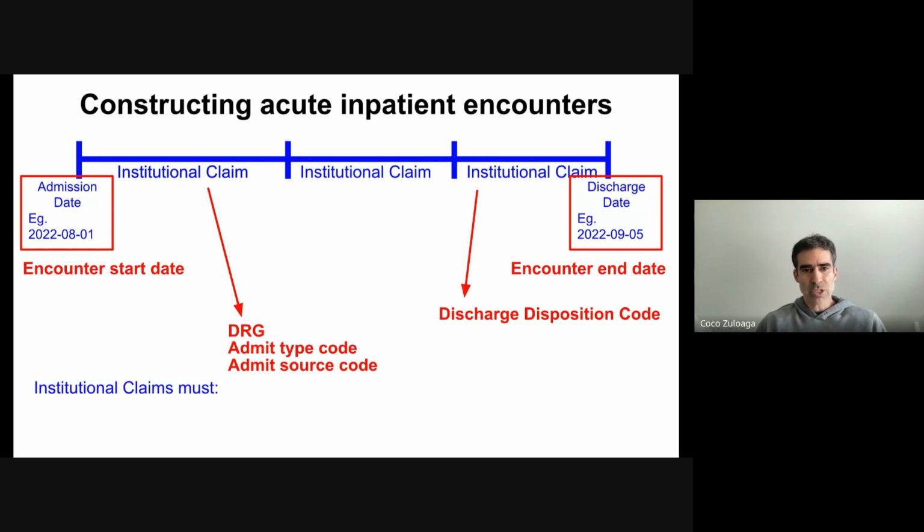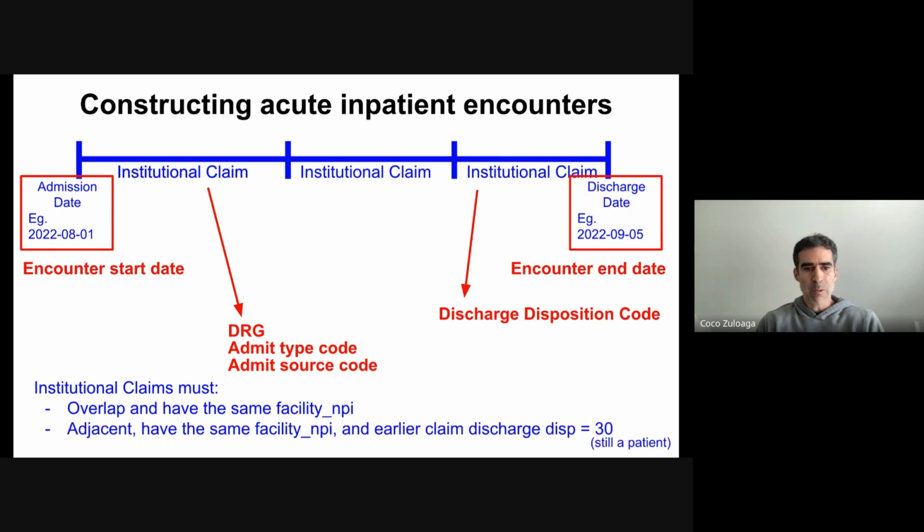And then there's logic for how you would merge different institutional claims into a single encounter. So the claims could overlap and have the same facility MPI for the same patient, and so you would say they're part of the same encounter. Or the claims could be adjacent to each other, and they have the same facility MPI, and the earlier claim has a discharge disposition indicating that the patient was still a patient. And so if these criteria are met, different institutional claims would be merged into a single encounter.